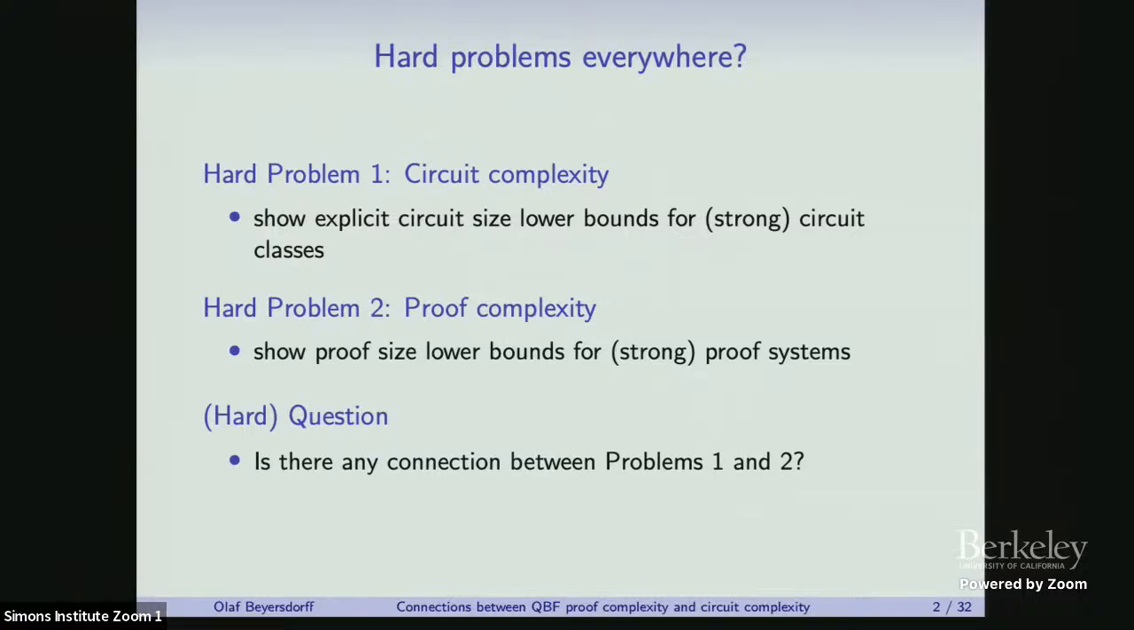Let me start by mentioning two problems that you're all aware of. Problem one: in circuit complexity, we want to show explicit circuit size lower bounds for strong circuit classes. Problem number two: in proof complexity, you want to show proof size lower bounds, again for strong proof systems. And perhaps the third hard question is, how are these two questions related?